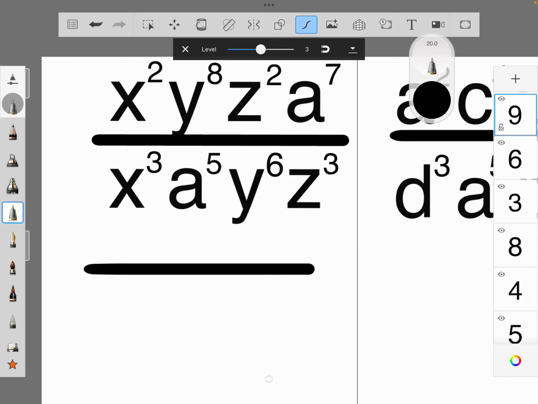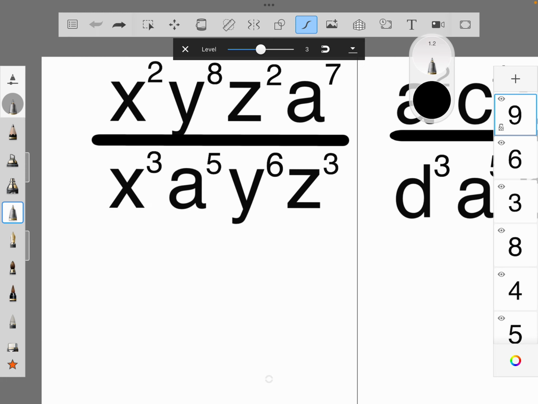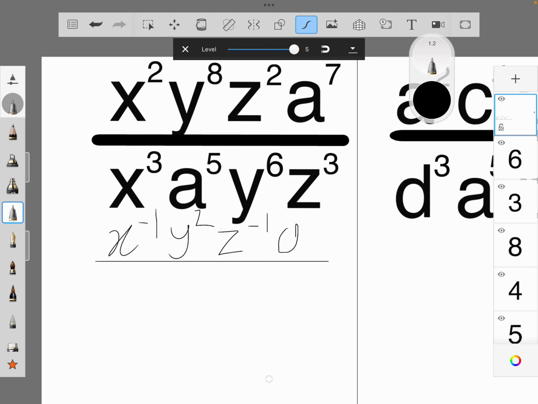So on top, let me just make this a bit thinner. Okay, so x. The first one would be x to the power of negative 1. The second one will be, because y to the power of 8 divided by y to the power of 6 is y to the power of 2. And then the last ones are z to the power of negative 1 times a to the power of negative 2.